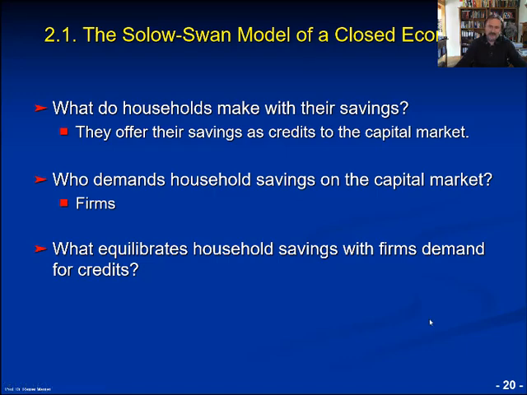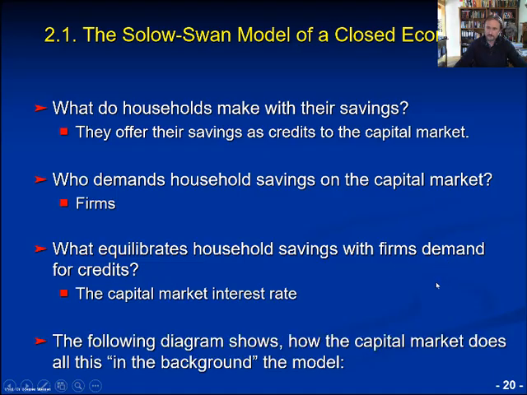What equilibrates now household savings with firms' demand for credits? That is something we still have to discuss. It is the capital market interest rate. The capital market interest rate adjusts in a way that by the end of the adjustment process, household savings equal credit demand by firms. The following diagram shows how the capital market does all this in the background of the model.